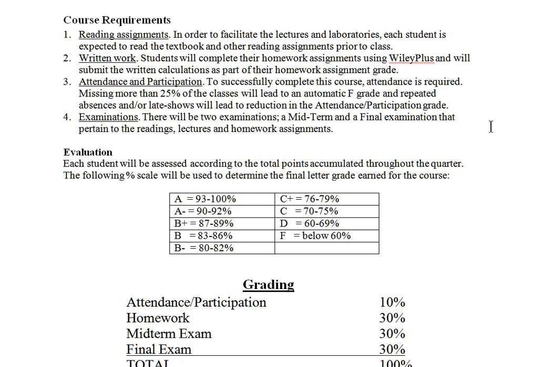Attendance and participation: to successfully complete this course, attendance is required. This part is very important. Missing more than 25% of the classes will lead to an automatic F for your grade, and repeated absences and/or late shows will lead to a reduction in the attendance and participation grade. So keep that in mind. If you miss more than 1/4 of the classes, you will automatically fail the class. So make sure you attend class.